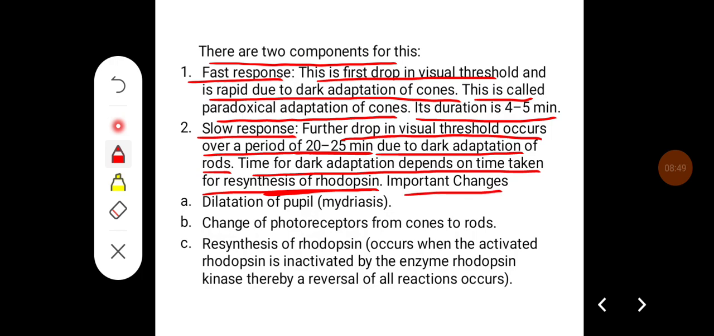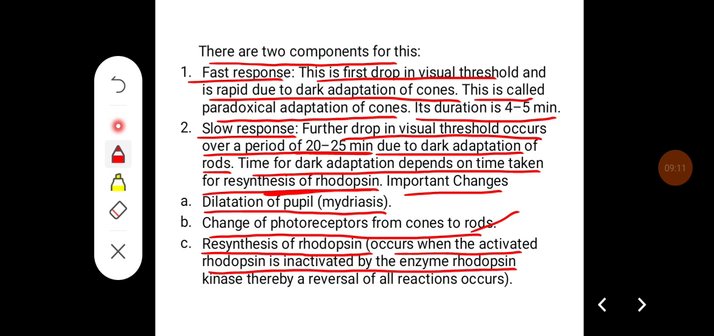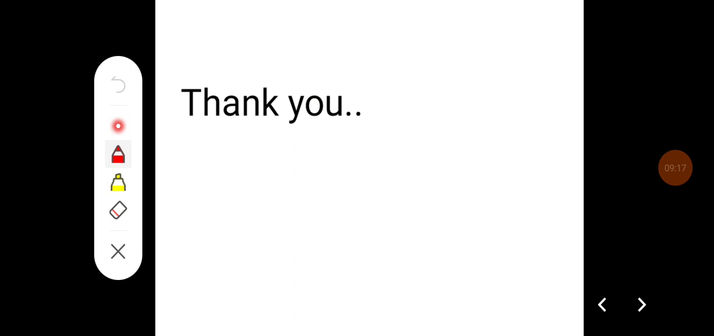Other important changes that occur in the dark adaptation are dilatation of the pupil, that is mydriasis, and change of photoreceptor sensitivity from cones to the rods, and this also takes time required for the resynthesis of rhodopsin, which occurs when the activated rhodopsin is inactivated by the enzyme rhodopsin kinase, thereby reversal of all these reactions occurs. So this is in brief about the visual process. Thank you.